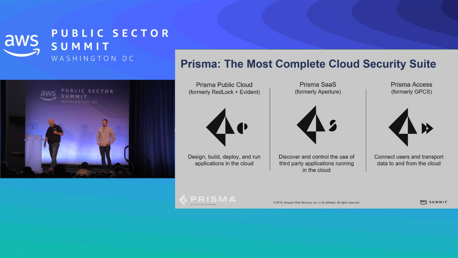If you look at Prisma SaaS, another part of the Prisma Cloud Security Suite, this is going to deliver the ability to discover and control the use of third-party applications that run within the cloud. This will also let you look at objects in your S3 buckets to understand what's the PII in there. Is there information that I have deemed different classifications? Is this my source code that's there? It can actually look at those objects and determine what this object is.